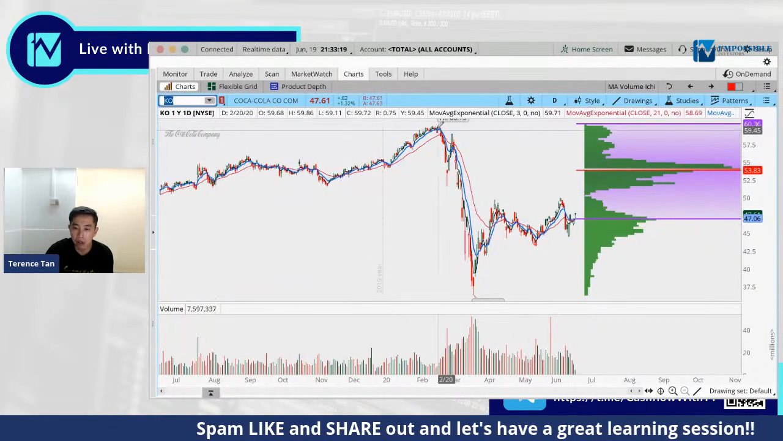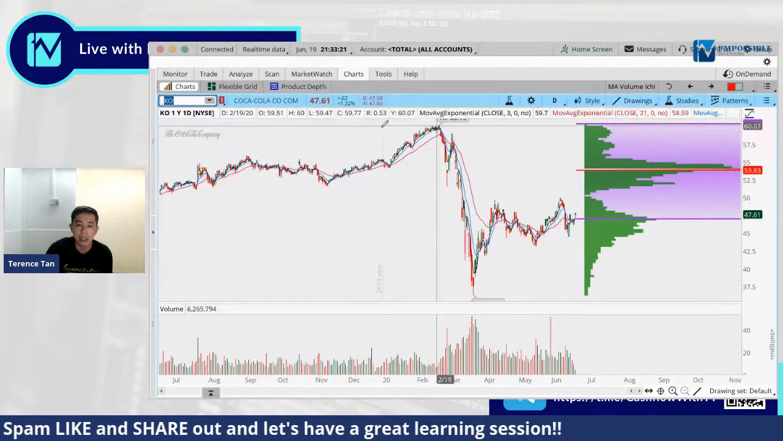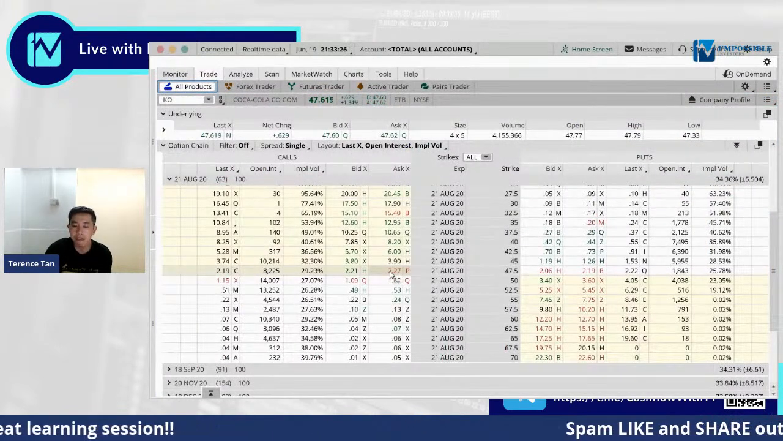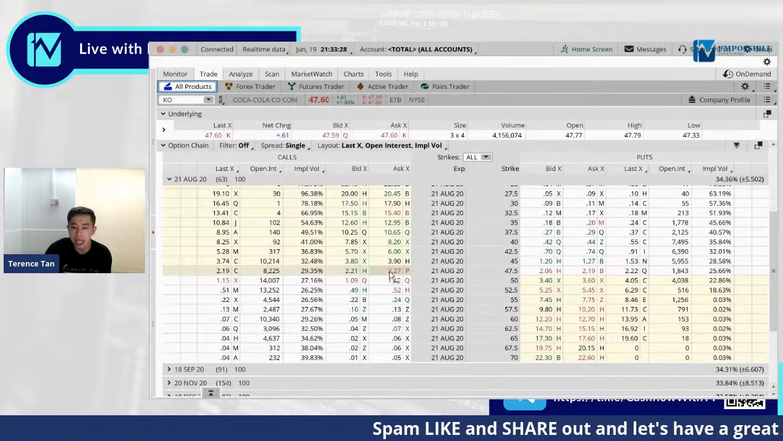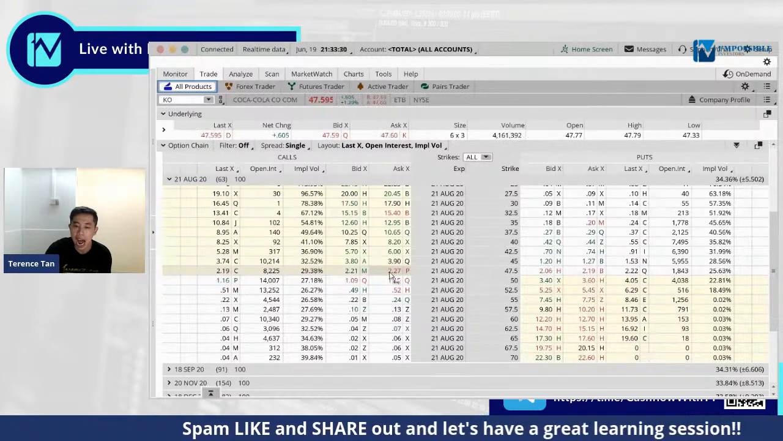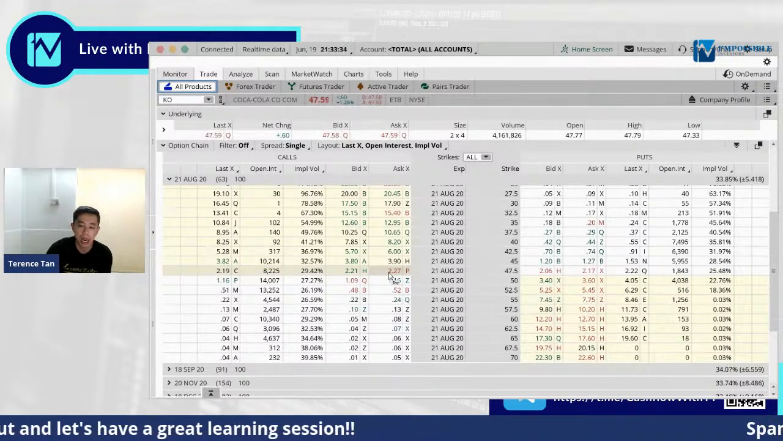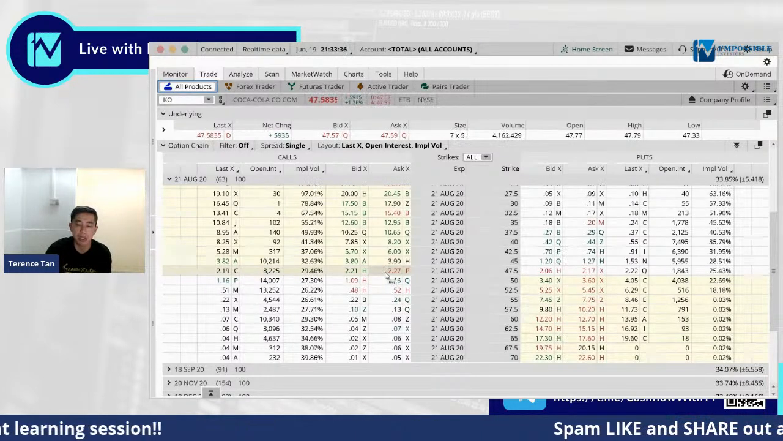So before the market crash, KO reached a high of $60, right? So let's take a look. Buying the 47.50 call would mean that he would have to spend about half the profits buying these call options.